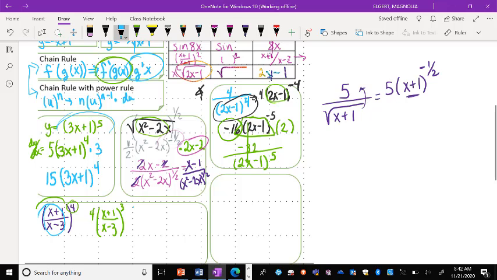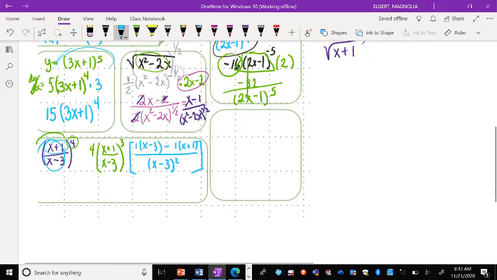So the problem is the derivative of the inside is going to require the quotient rule. So I'm using brackets, and you're going to see why. I'm not going to do anything with this piece right yet. I'm just going to do my quotient rule. So quotient rule says the derivative of the top, which would be 1 times x minus 3 times the bottom, minus the derivative of the bottom, which is 1 times x plus 1, all over x minus 3 squared.